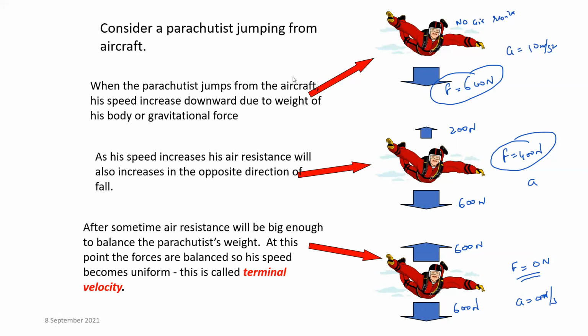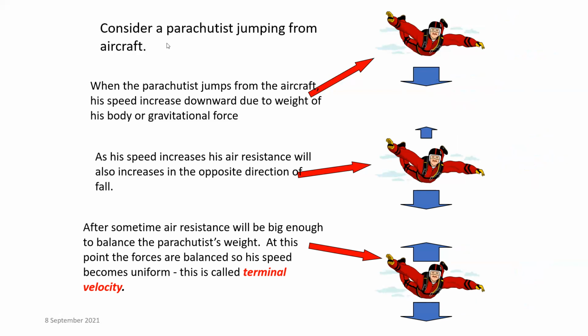So this is what happens when he does not open the parachute. That's why you will find the paratroopers can perform different formations when they're falling through the air without opening a parachute, because they adjust the air resistance with the weight. So they all have the same terminal speed and they can perform different formations. Here the resultant force is 0.